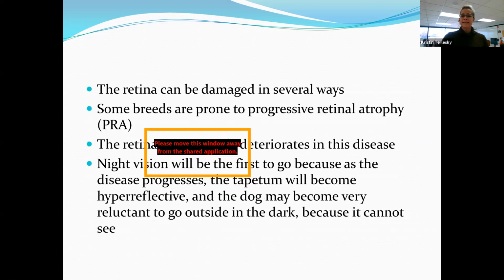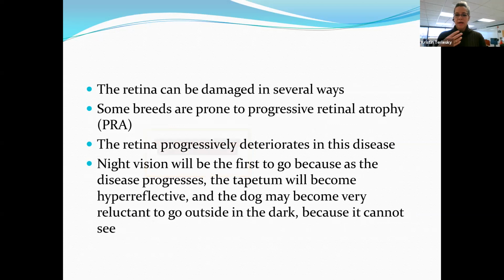So the retina itself, way in the back of the eye, can be damaged in a couple different ways. There's a disease called progressive retinal atrophy, PRA. So think of that retina. Over time, it's going to deteriorate. Okay, that's what that is.